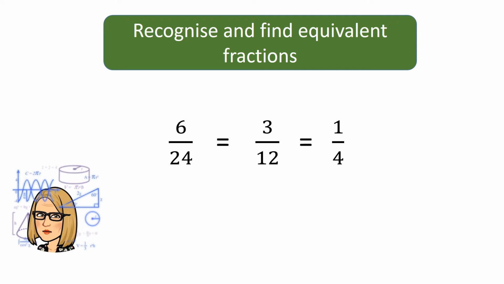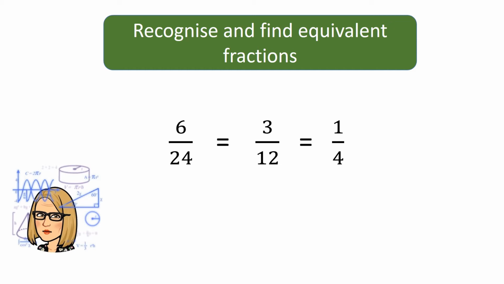Now, fractions that mean the same thing are called equivalent fractions. If we look at the example of my 6 over 24 in a test, we saw that I could simplify that to a quarter. So 6 over 24 and 1 over 4, a quarter, are equivalent fractions because they both mean the same thing.